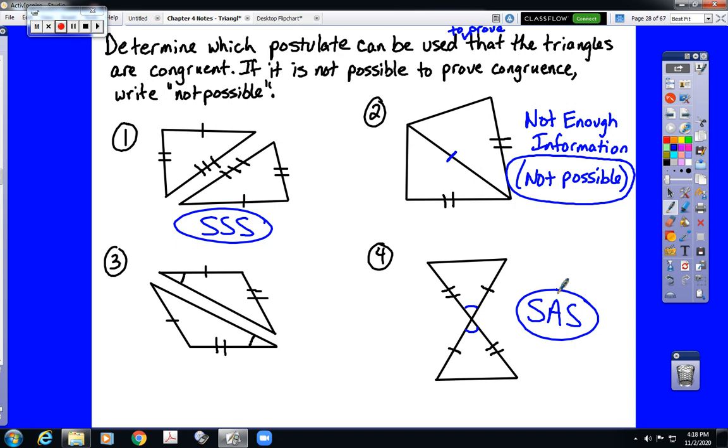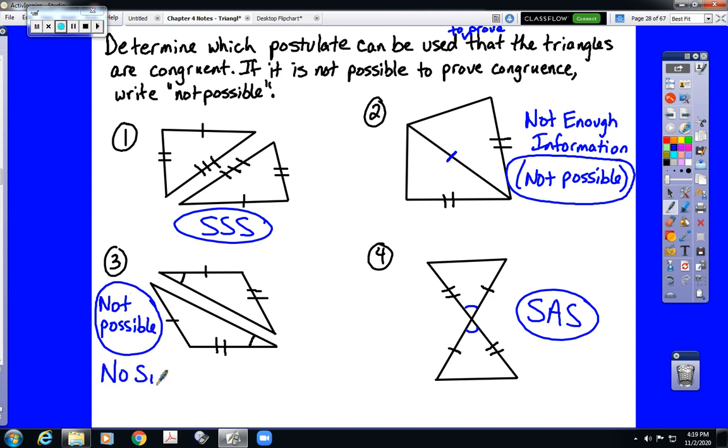The third one requires a little bit more explanation. While we do have two sets of sides and one set of angles, you'll notice that that angle is not where it should be. If it was going to be side, angle, side, it would have to be this angle, the included angle, between the two marked sides. This is angle, side, side. And there is no such thing as angle, side, side. This is not possible.